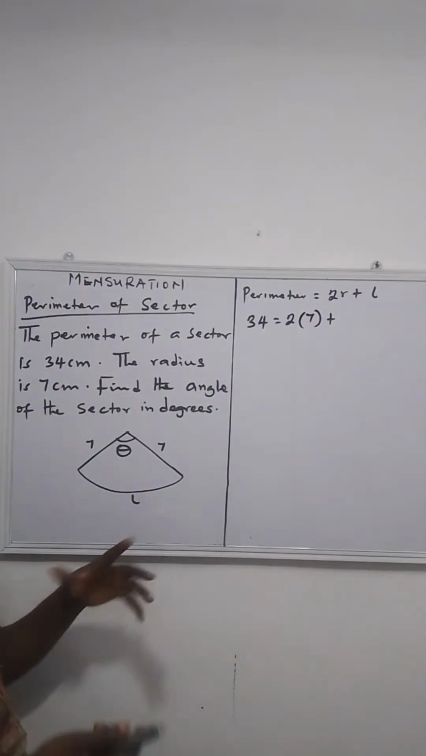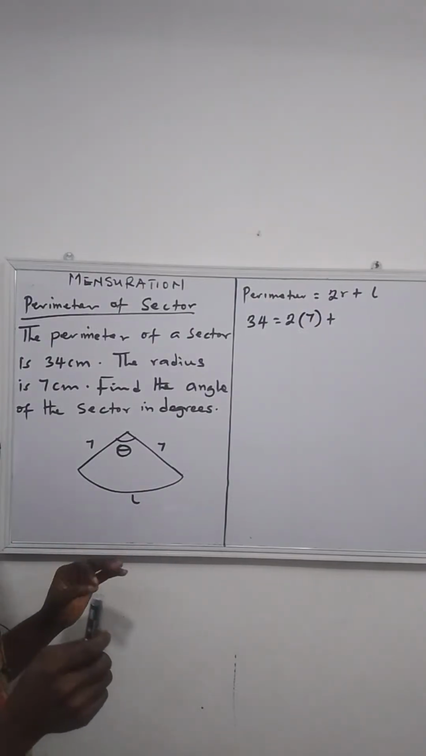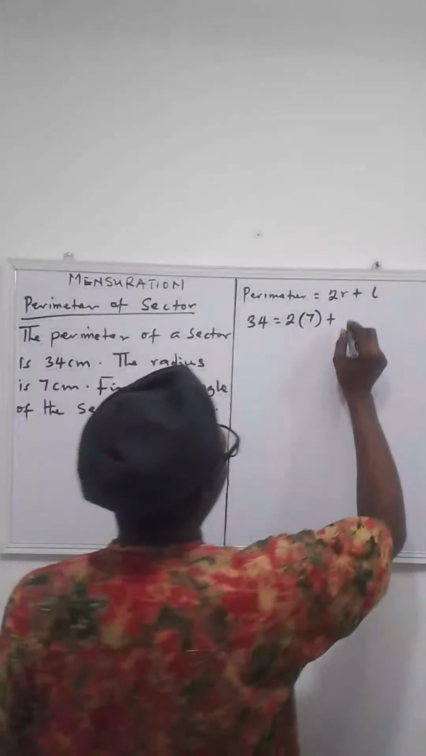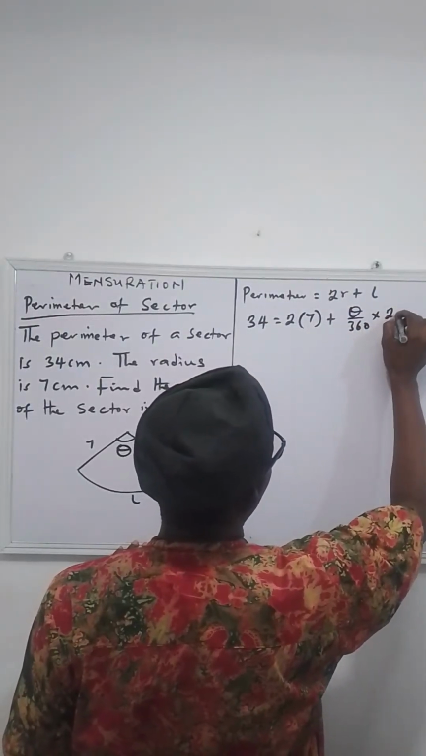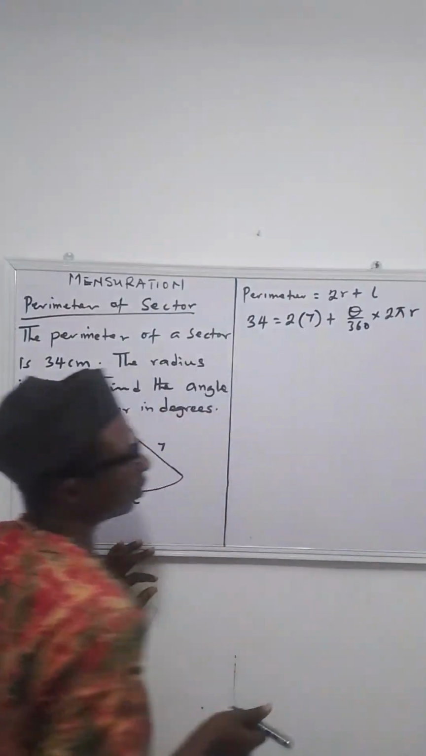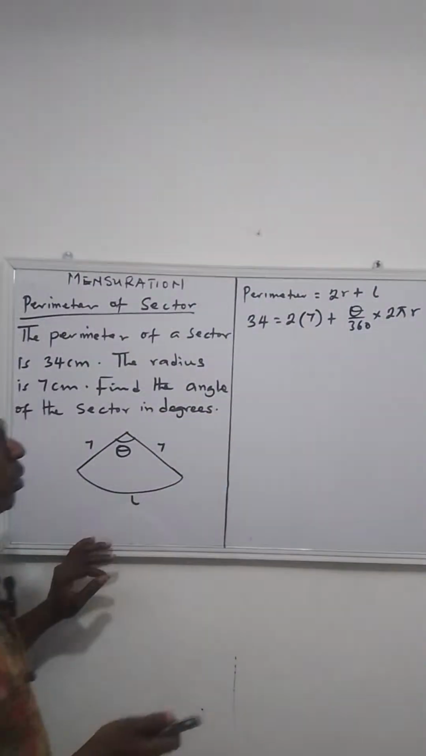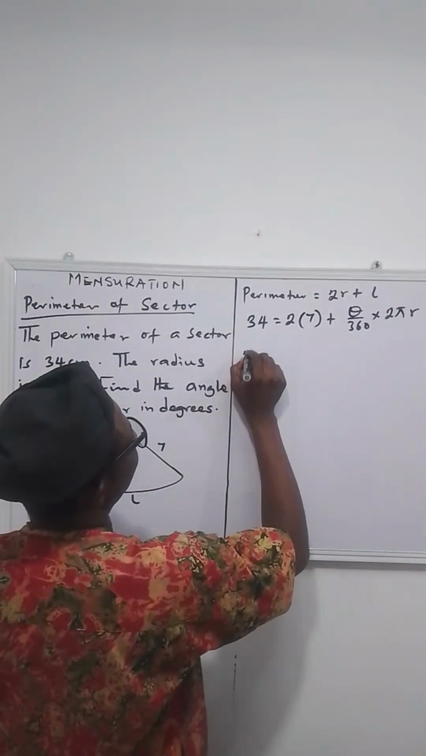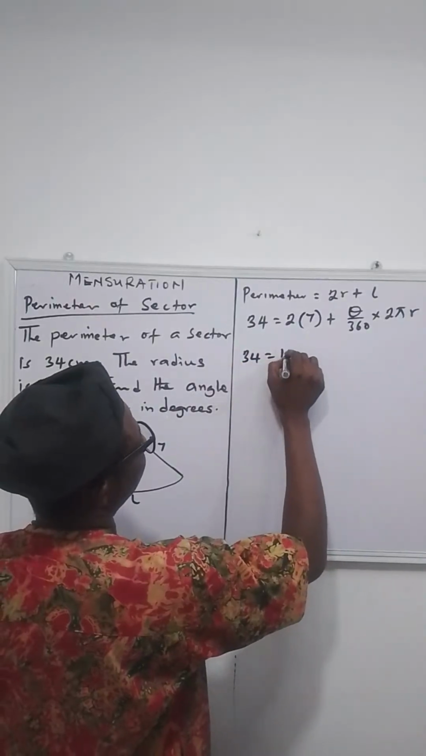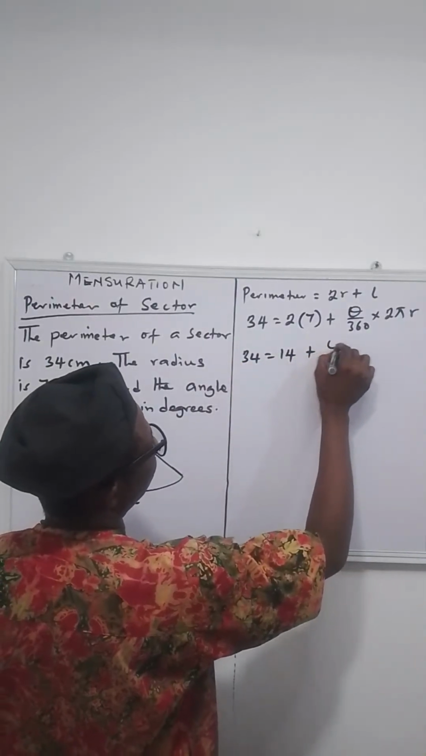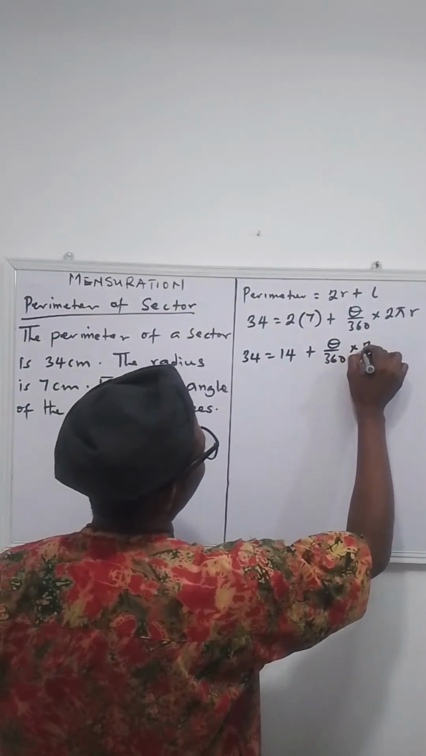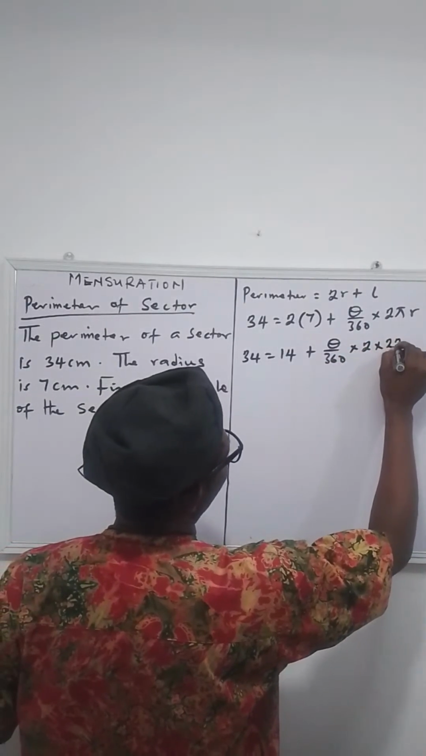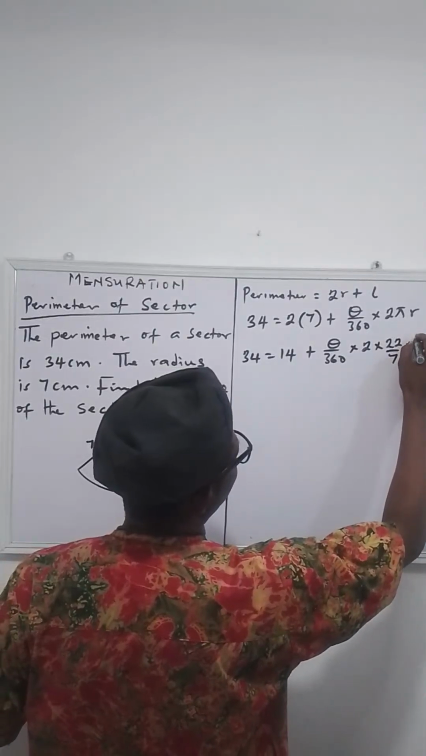All right, so I hope you still remember the formula for finding the length of an arc. That is theta over 360 times 2 pi r. So here we have 34 equals 14 plus theta over 360 times 2 times 22 over 7 times 7.